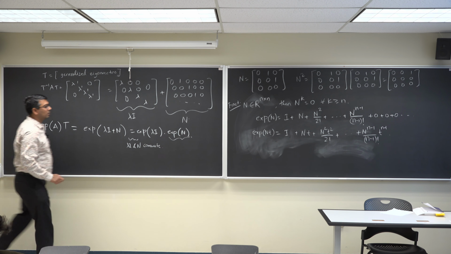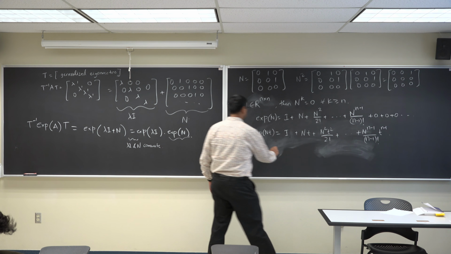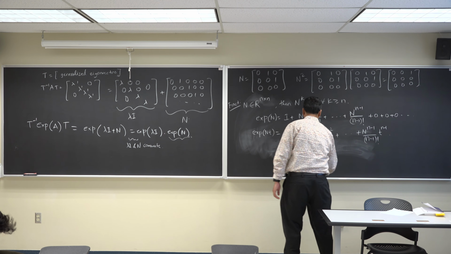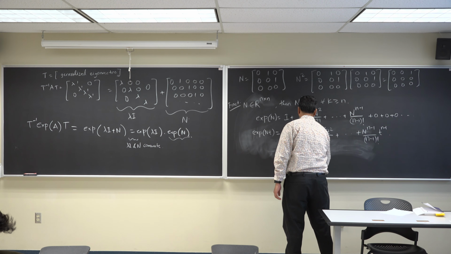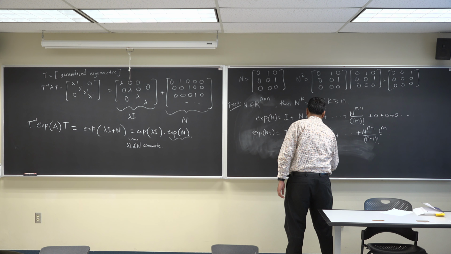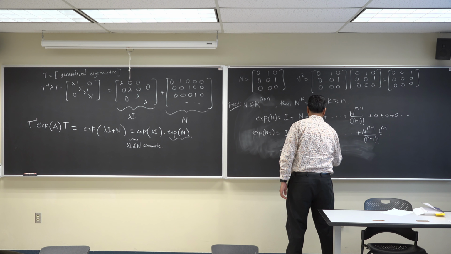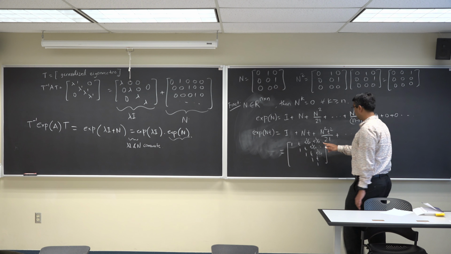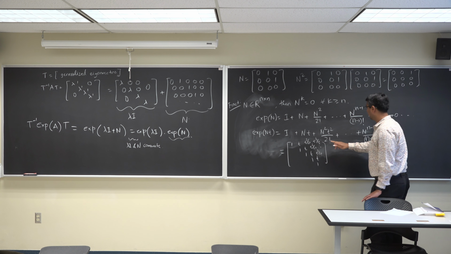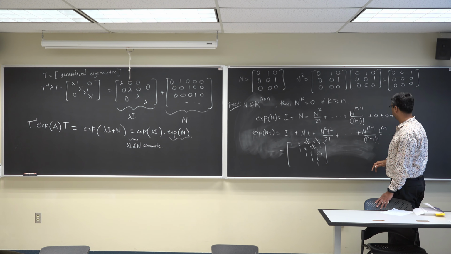And so let me just write down the expression. This is going to be 1, 1, 1, 1, 1 along the diagonal, T, T, T, T along the off diagonal, T square over 2 factorial, then T cube over 3 factorial, and so on, all the way up to T raised to n minus 1 over n minus 1 factorial.